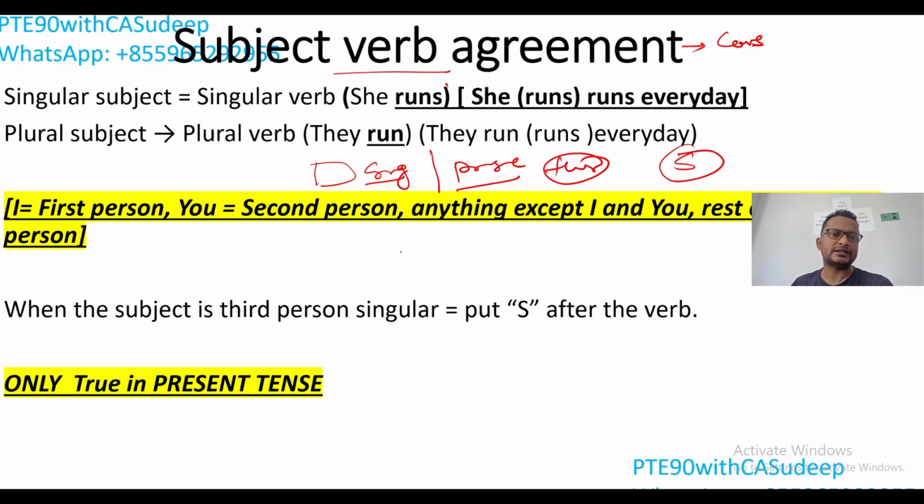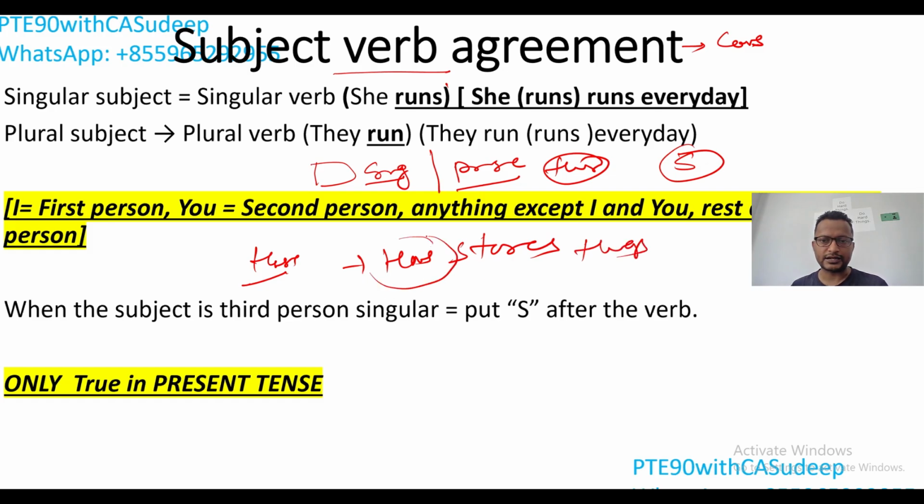For example, what is third person? I'm talking, right? I'm the first person. I'm talking to someone, maybe I'm talking to you. In that context, you is the second person. Anything except I and you is third person. For example, house. House is third person. Stores. See, house is third person singular. So in that context, put s, right? So the simple way is third person singular.